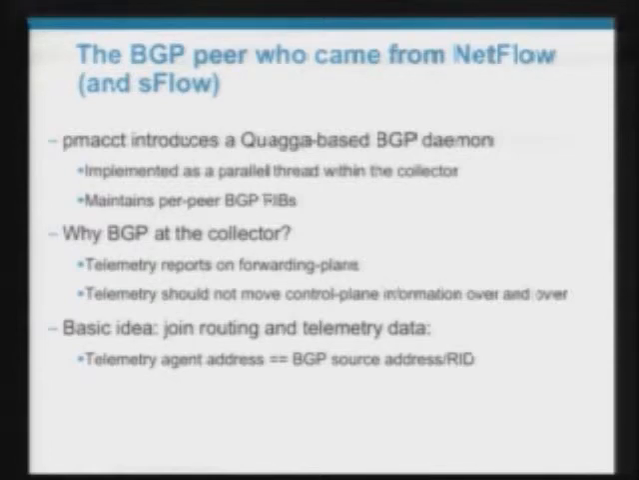So you end up with per-peer BGP RIBs. And that is very important because at the end you offload a lot of calculations from the collector, which is, let's say, a central point, and you rely a lot on the best path calculation done by the routers themselves.